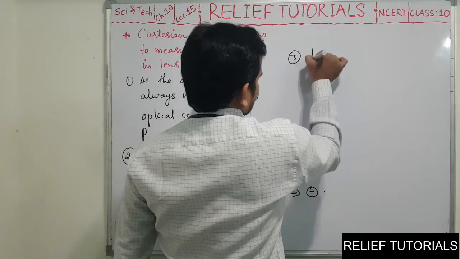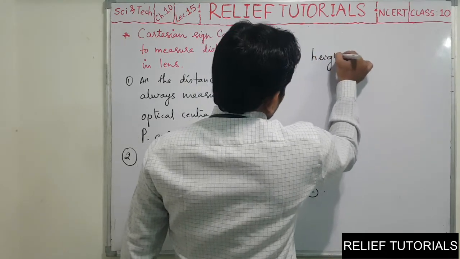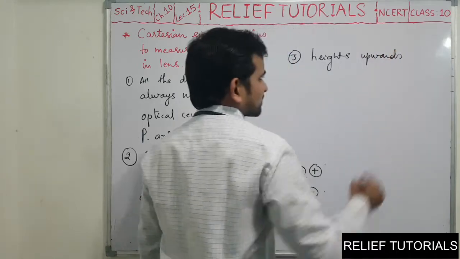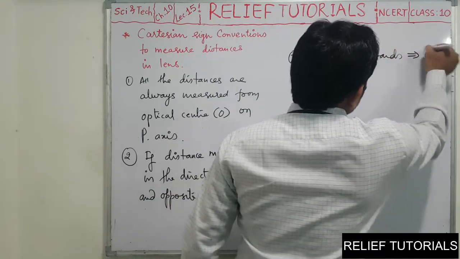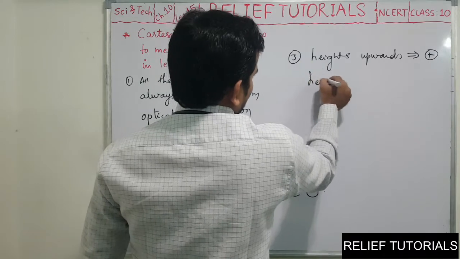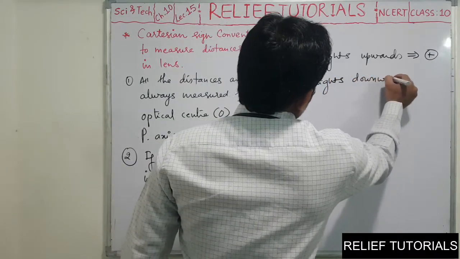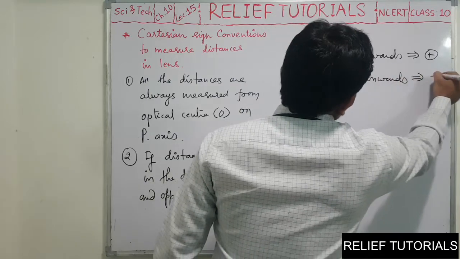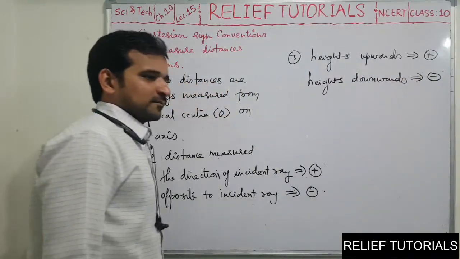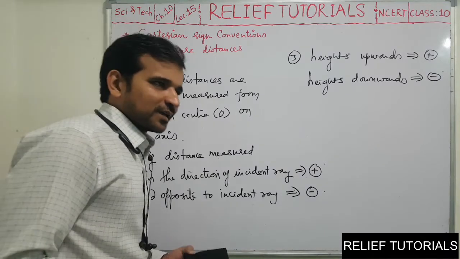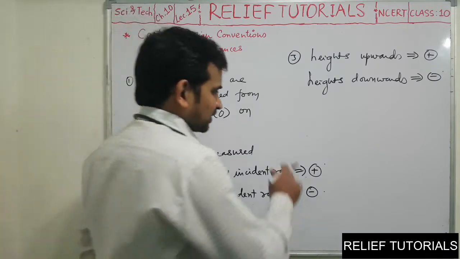Third rule: heights upwards are taken as positive and heights downwards are taken as negative. So same rules are here as we have discussed already in the case of mirrors. Let us take one example.